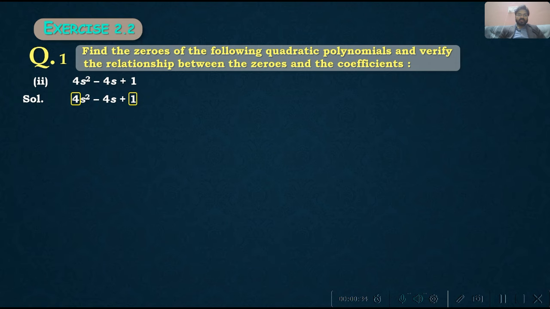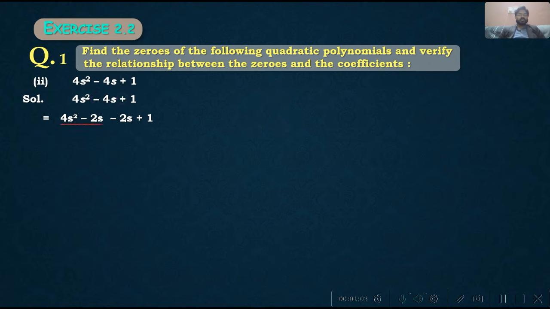So we know that 4 into 1, the product, is 4, and the sum should be minus 4. So 4 into 1 is 4. Now for minus 4, we can write it as 2 into 2. So 2 plus 2 is 4, but we need minus 4. So minus 2 and minus 2, we will get minus 4. So 4s square minus 2s minus 2s plus 1.